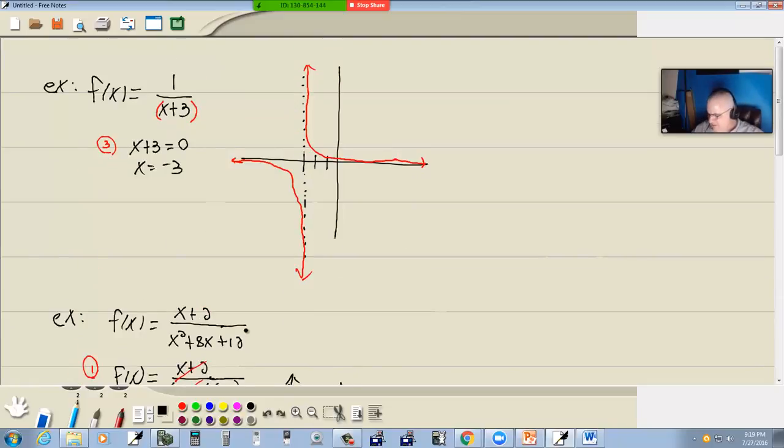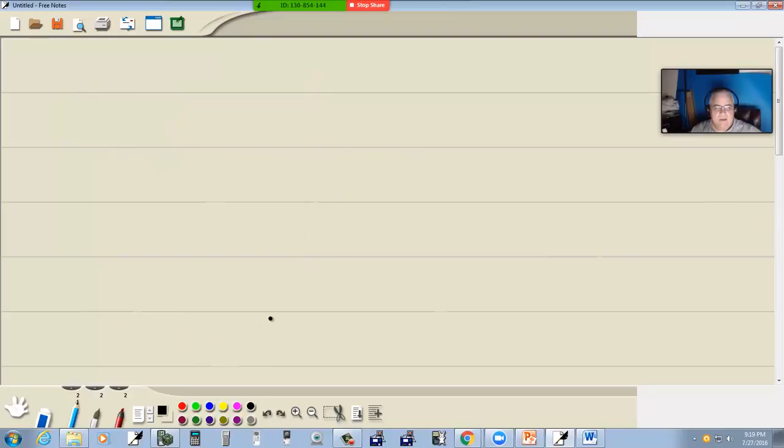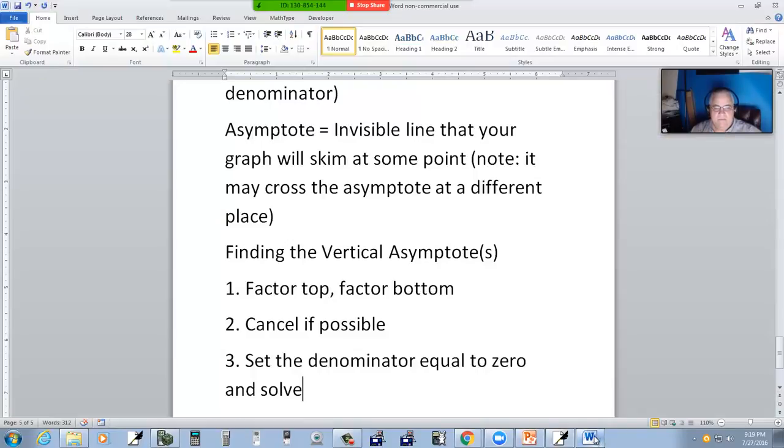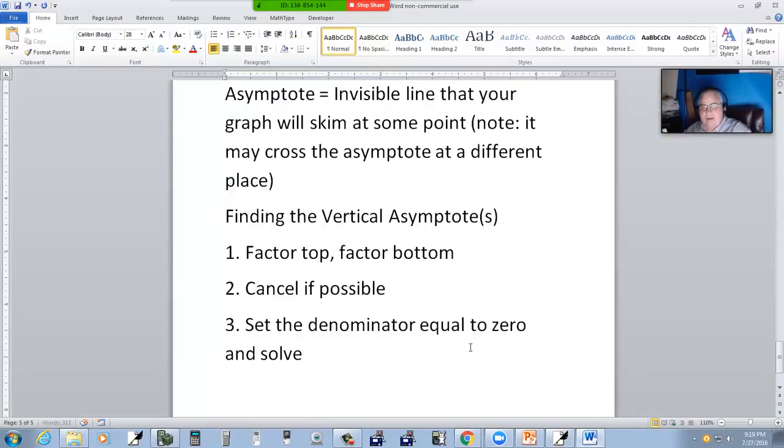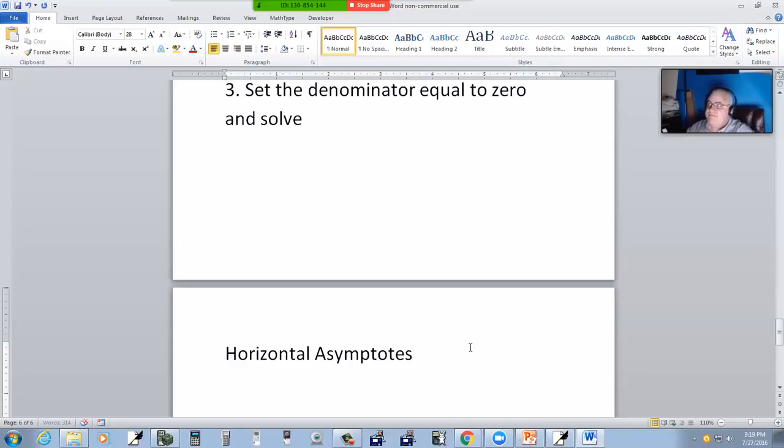Okay, now that was our vertical asymptotes, so let me clear that off. Then we'll talk about our horizontal asymptotes. I've been referring to the top of the fraction as the numerator, and the bottom of the fraction as the denominator. I've been referring to the degree as your largest power of x.